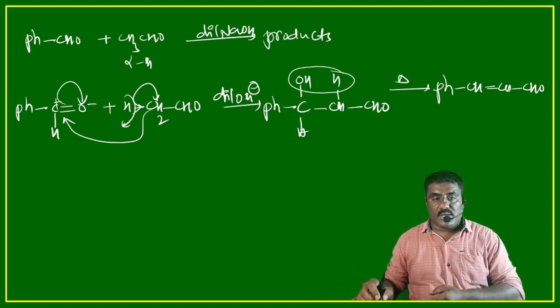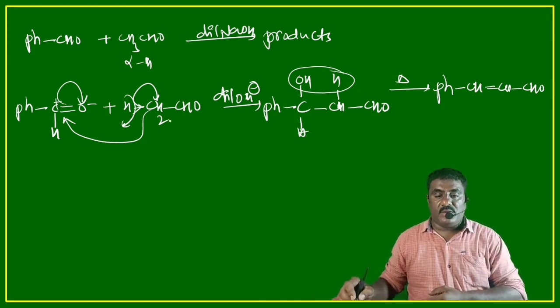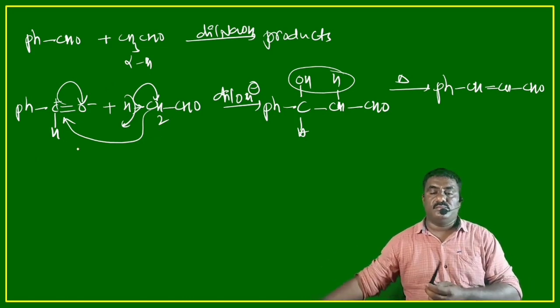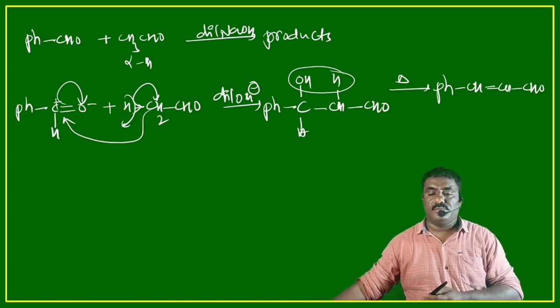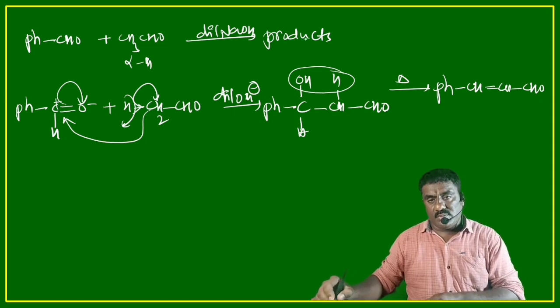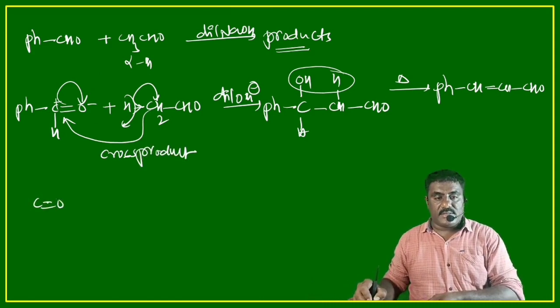Now let's take one more example. See how many products are possible. It is a cross product, yes or no? It is a cross product. One more product is possible, from acetaldehyde.